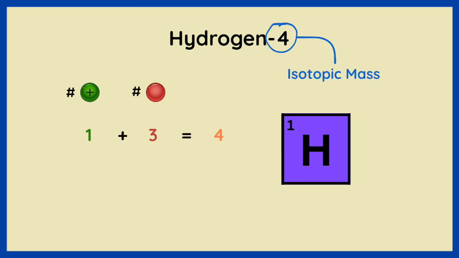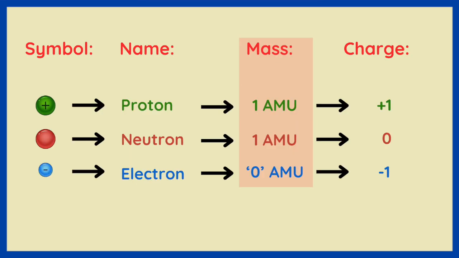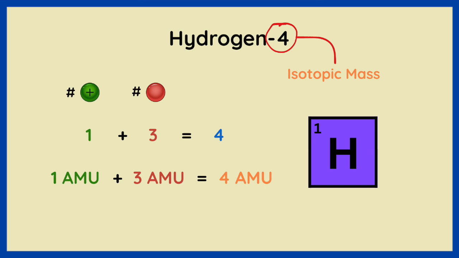Well, the number after the dash equals the mass of the isotope, and it's the sum of the protons and neutrons. Think about it. A proton and a neutron each weigh 1 atomic mass unit, and remember that an electron's mass is so close to 0 that we treat it as such. So we're going to ignore the electrons, and if we have 1 proton and 3 neutrons, the total mass of our hydrogen-4 isotope is 4 AMU.